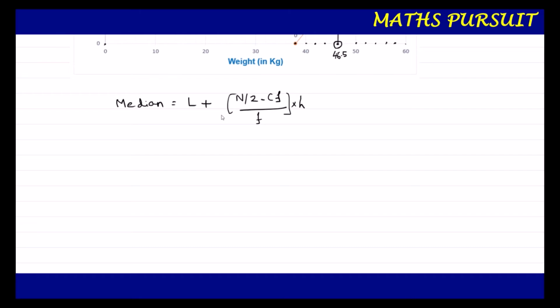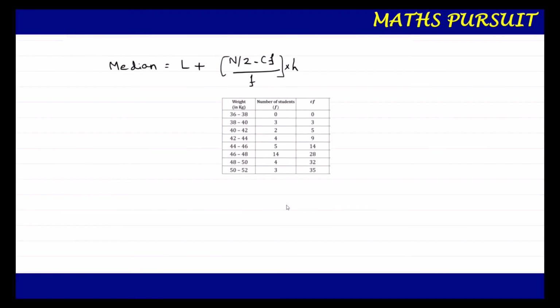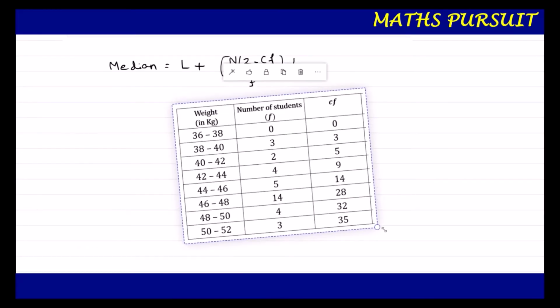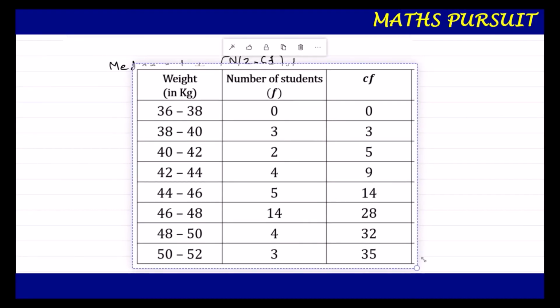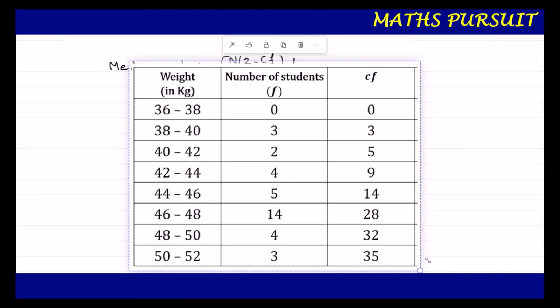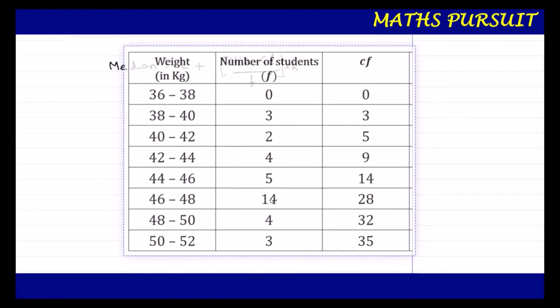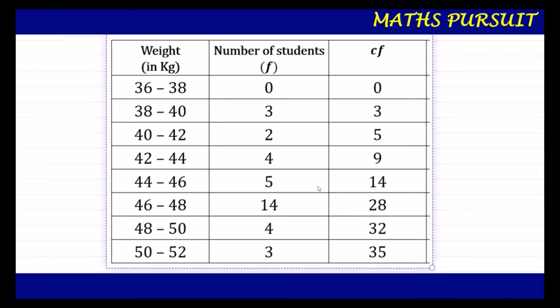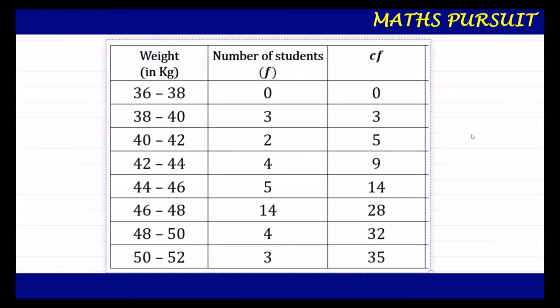So in order to find out the lower limit of the class, let us represent the given data again in a tabular form. Let us look here at the screen. I have again posted a new tabular form of the given data. Now guys, we need to identify the median class.